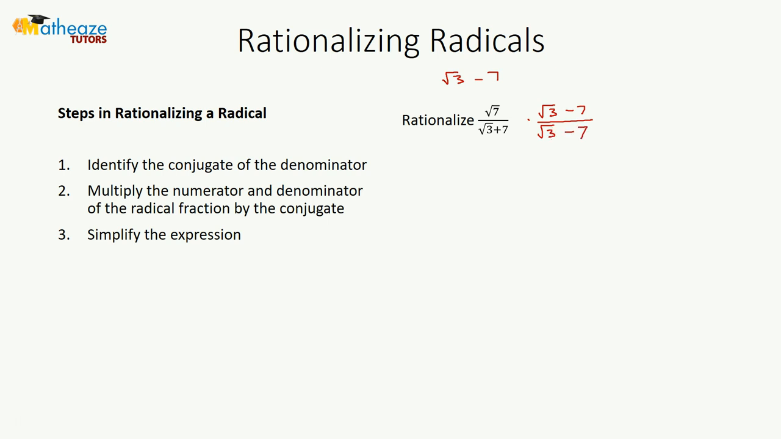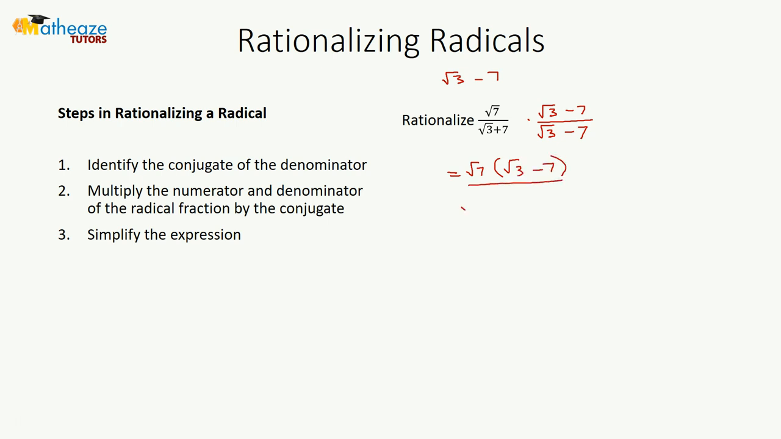You can see that this ends up being equal to 1. The idea with this is to make sure that when we're multiplying by an expression, the expression gives us 1, because any number or fraction multiplied by 1 remains unchanged. And that's what we're trying to accomplish here. So this is going to give us square root of 7 multiplied by square root of 3 minus 7.